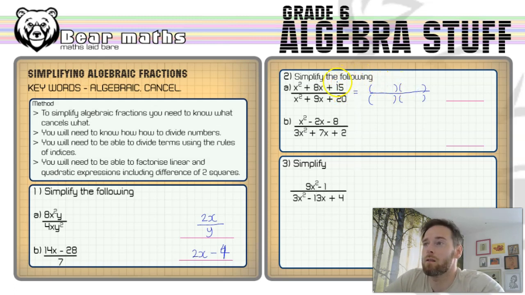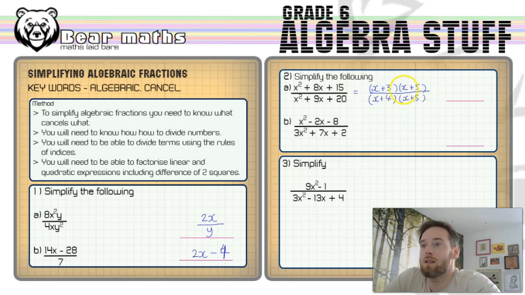We're going to think of the factors of 15 that add to make 8. So factors of 15 are 1 and 15, which don't add to make 8, and then 3 and 5. 3 plus 5 does make 8. So x plus 3 and x plus 5 is the factorized version of this expression. Then we've got the factorized version of the expression on the bottom. Factors of 20 are 4 and 5 that add to make 9. So x plus 4 and x plus 5. Everything's all positive, so it was quite quick and easy to do.